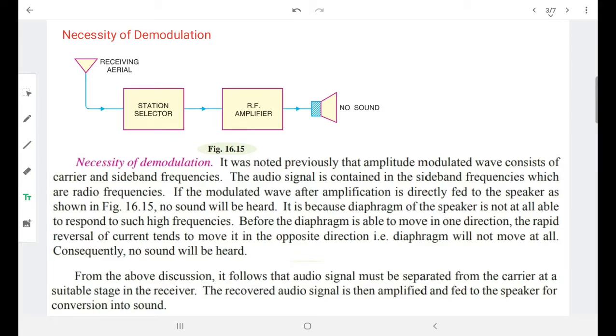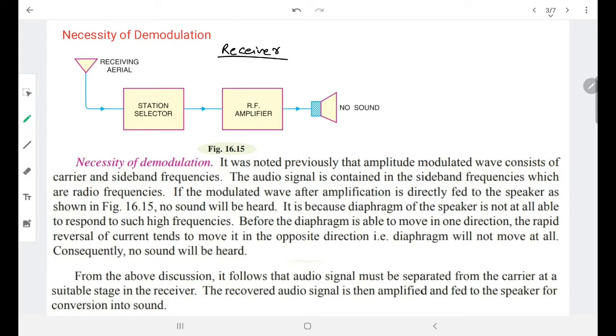What is the need of demodulation? What will happen if we do not go through this process? This is the receiver section. In the receiver section there is a receiving aerial and a station selector. The station selector is for selecting the required or desired frequency. The desired frequency is selected using an LC circuit, and the selected signal is amplified using an RF amplifier and fed to a speaker. That is the process in the receiver.